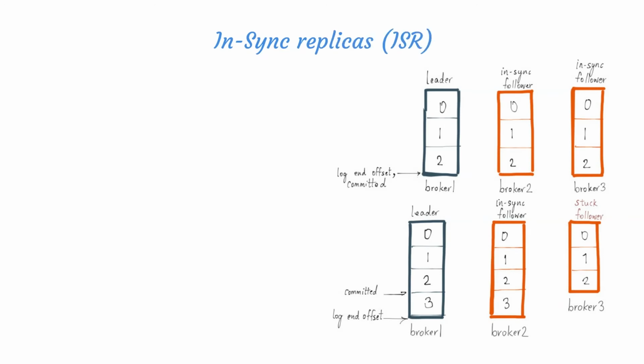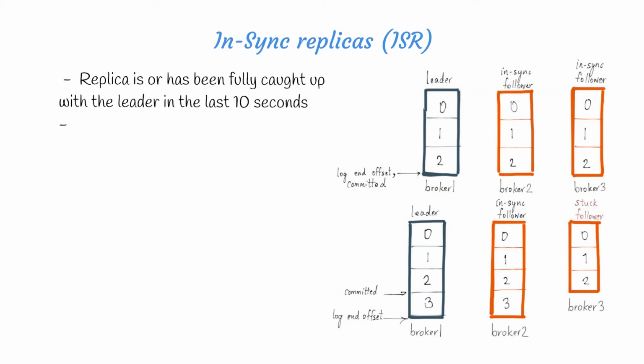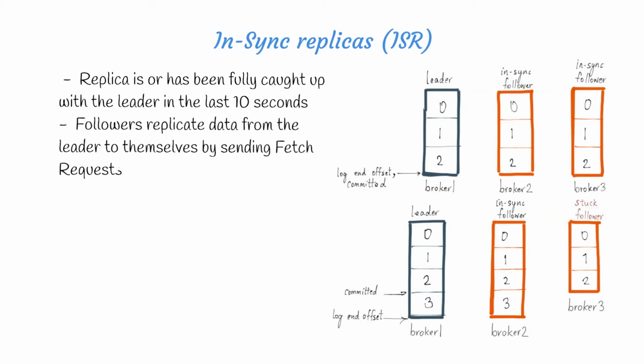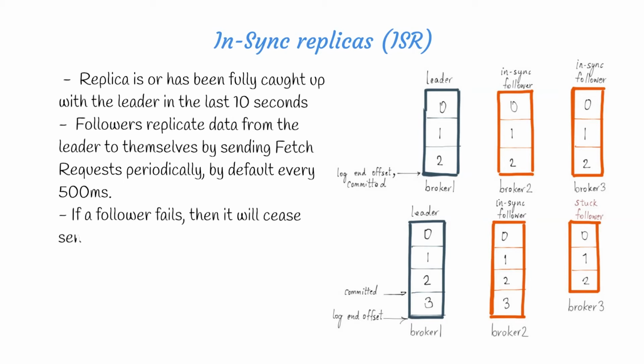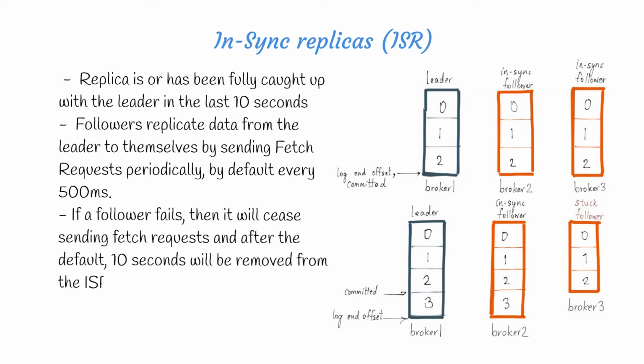Now let's talk about in-sync replicas. In 2 words, it is a synchronization between followers and the leader. The definition of in-sync replicas depends on the topic configuration, but by default it means that a replica is or has been fully caught up with the leader in the last 10 seconds. At a minimum, the ISR will consist of the leader replica and any additional follower replicas that are also considered in sync.